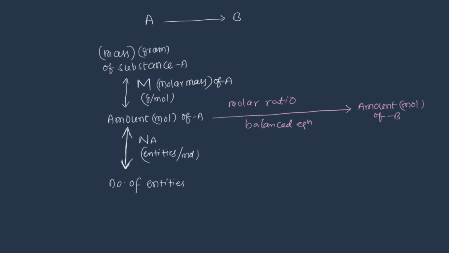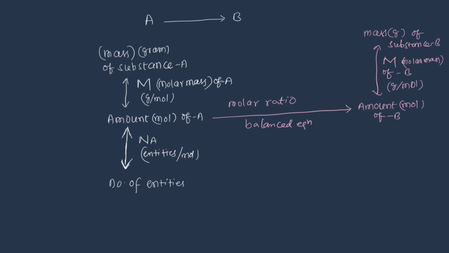From this B, in case they are asking maybe mass, meaning we can convert to mass. Mass in gram of which substance? Substance B. For this conversion, what is required? I told you, molar mass. This is called molar mass of which substance? That is B. Of B substance, that is in gram per mole.